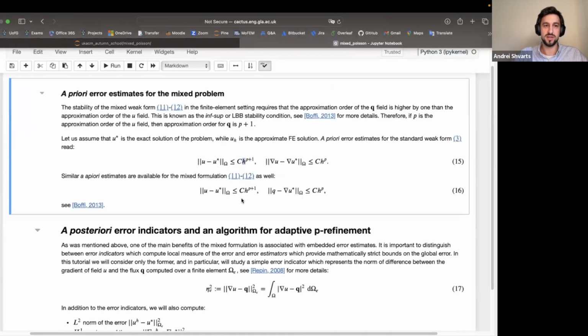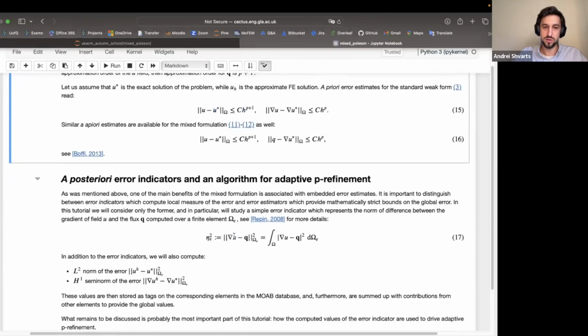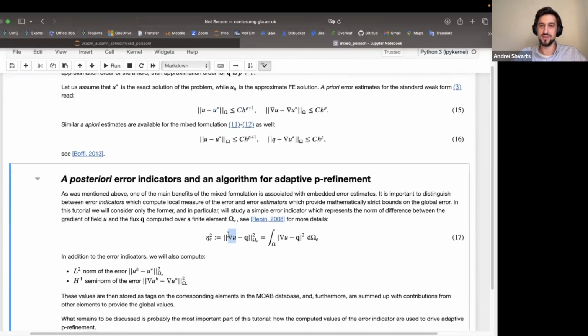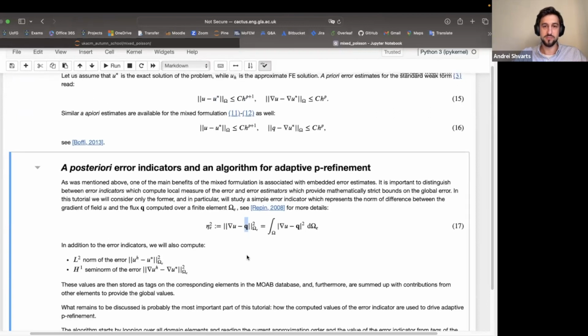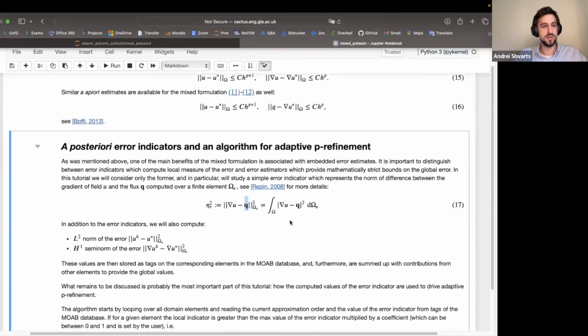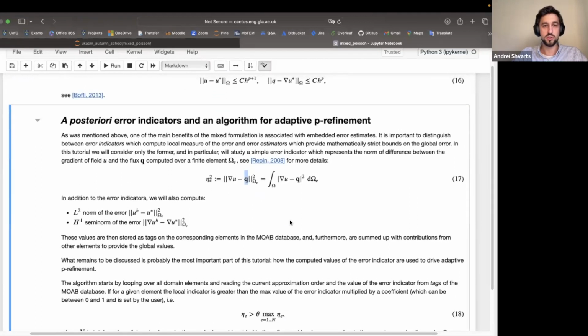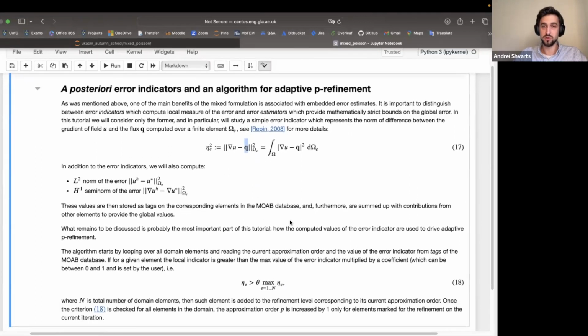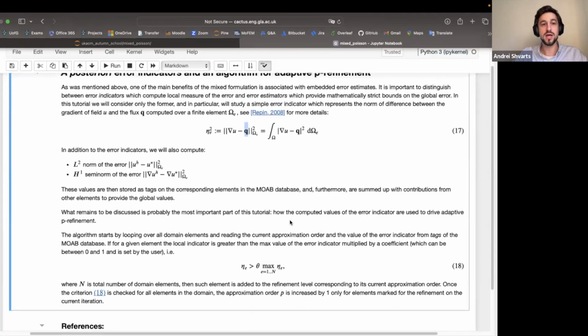So if in a priori error estimates we compare the finite element solution to the exact one, here we are comparing two components found in the finite element solution: the gradient of the field U and the auxiliary variable Q. So we compute the difference between the two, and that would be our error indicator, which will inform us where we should refine adaptively the mesh.